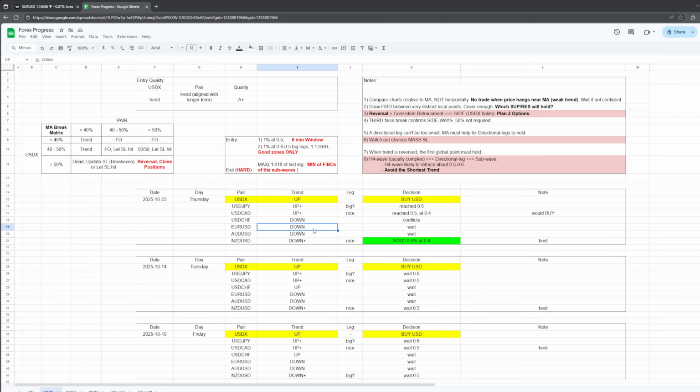Euro USD trend is down. Market reached about the 60% zone here. I personally didn't sell Euro USD because I preferred the trade on New Zealand dollar USD, because on New Zealand dollar USD the short-term trend aligned even better with the longer-term trend. So that's why I preferred New Zealand dollar USD. Anyway, let's continue.